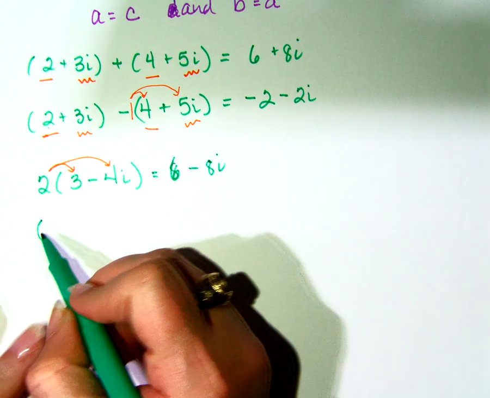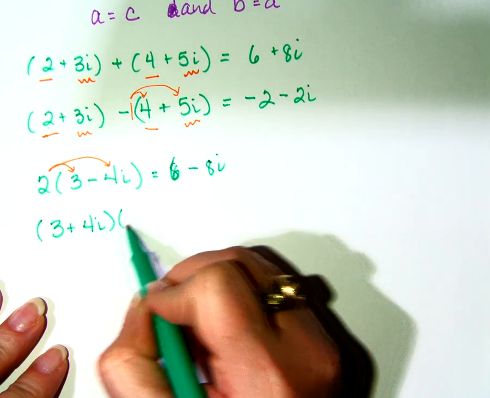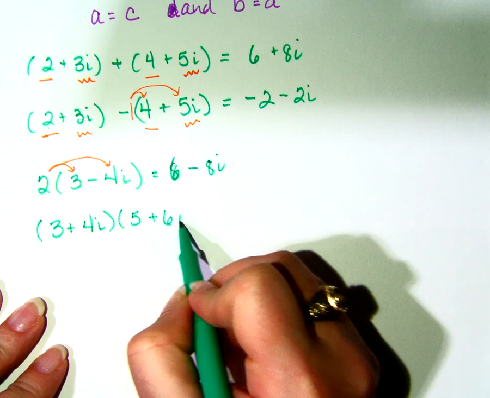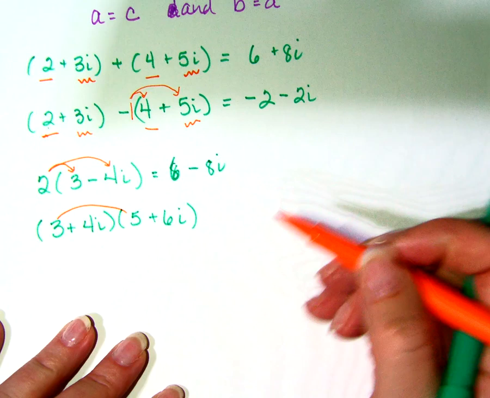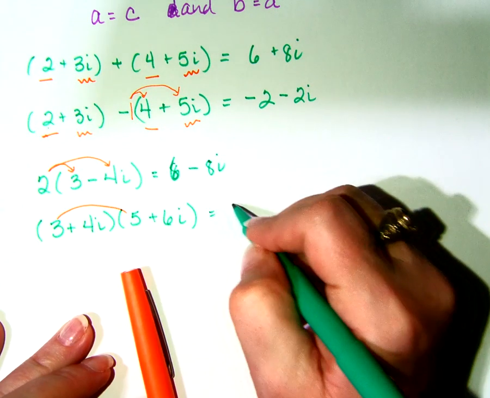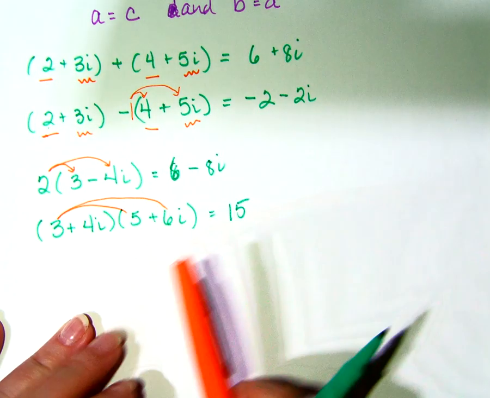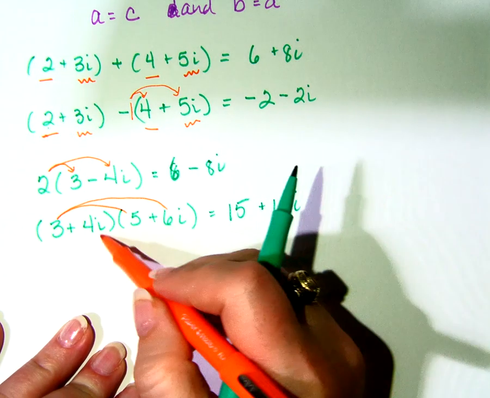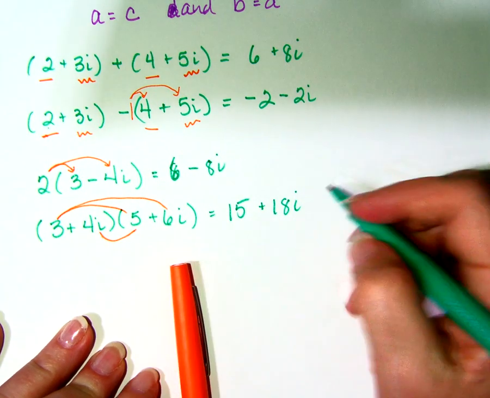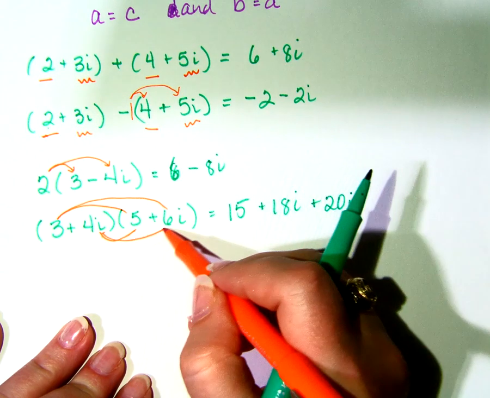What if it's like this? 3 plus 4i times 5 plus 6i. What do we do? Distribute again. 3 times 5? 15. 3 times 6i? 18i. 4i times 5? 20i. And then 4i times 6i?